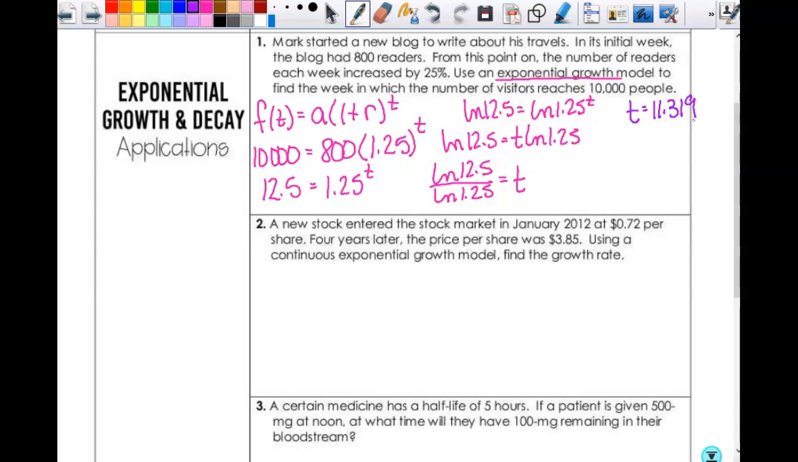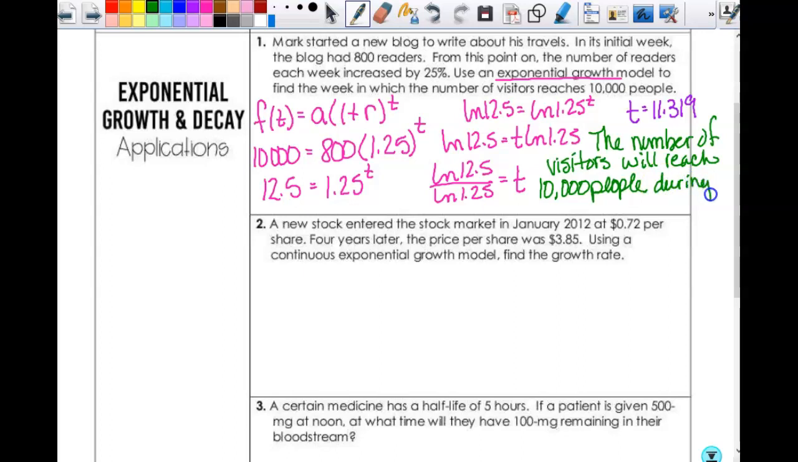In the 12th week. Over 11 weeks have passed, right? When over 11 weeks have passed, what week are we in? We're in week 12. Does that make sense? So because of the way the question is asked, we would say the number of visitors will reach 10,000 people during the 12th week.